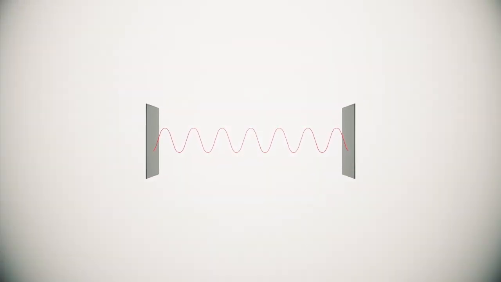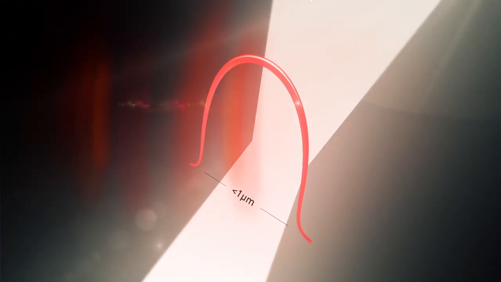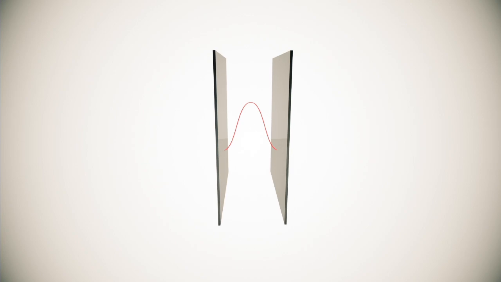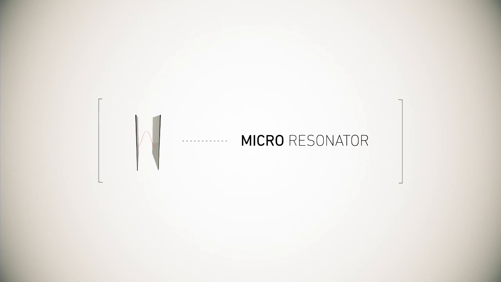The smallest possible resonator is the one where only half of the wave fits between the mirrors. The wavelength of light is less than a micrometer, so an optical resonator that confines less than several wavelengths of visible light is therefore called a microresonator.